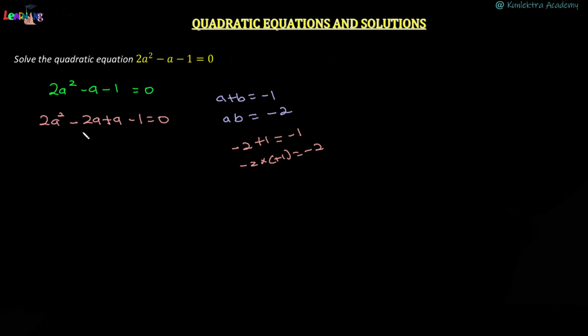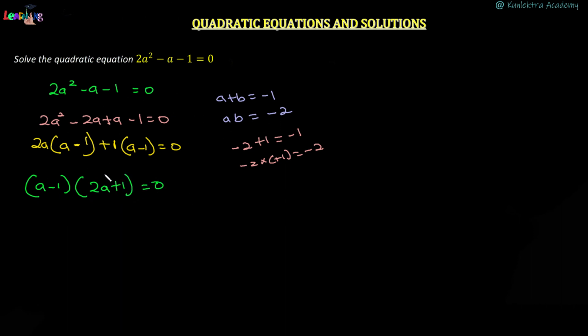What are the common factors here? Common factor here is 2a. You have a minus 1. 2a times a is 2a squared, minus 2a times 1 is 2a. Now let's come here, plus, what will be the common factor here? Common factor here will be 1. Then you still have a minus 1 is equal to 0. Now, since the two bracket values are the same, you bring one out, you have your a minus 1, then 2a plus 1 is equal to 0.